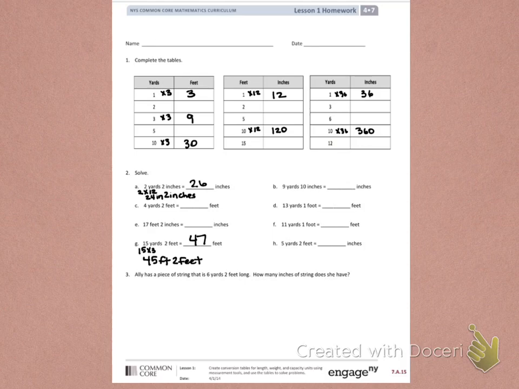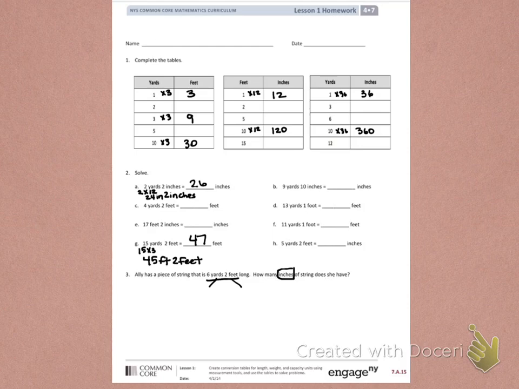Problem number 3. Allie has a piece of string that is 6 yards, 2 feet long. I'm going to go ahead and underline that because that's important. How many inches of string does she have? Okay, so they want me to convert this to inches. So we went from yards and feet, 6 yards, 2 feet, and they want us to go ahead and convert this into inches.